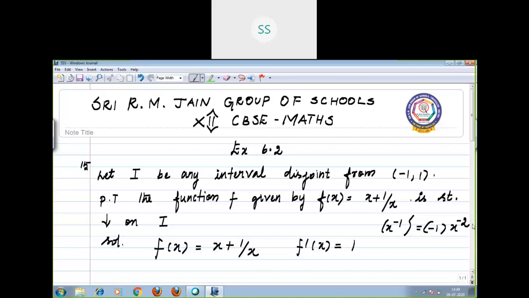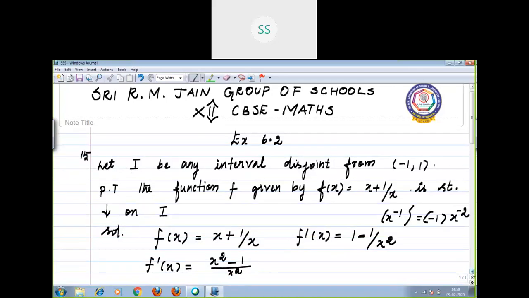Now what is your f dash of x? x can be differentiated, so you write 1. Next, 1 by x, when you differentiate, you arrive at minus 1 by x square, that is minus 1 x power minus 2. Did you understand the concept, children? When you shift to the denominator, the negative power will act as positive. Now the next step, f dash of x equal to, taking LCM, x square minus 1 divided by x square.